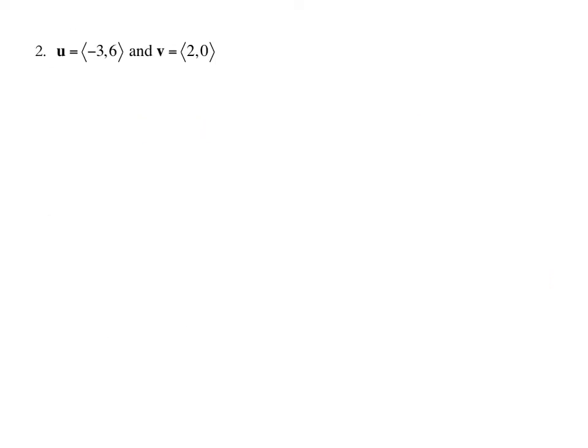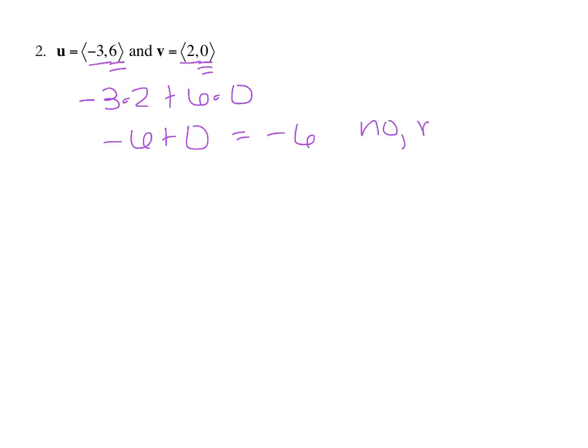And then here's just one more example. This is negative 3 times 2 plus 6 times 0, which is negative 6 plus 0. We get negative 6, so this is no, these are not orthogonal.